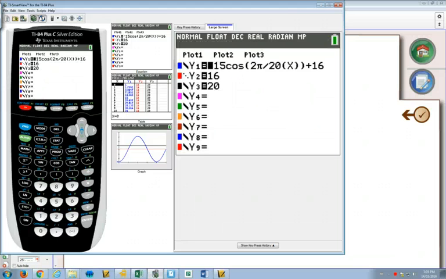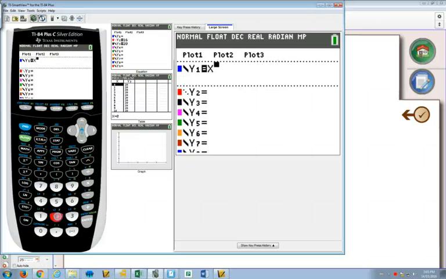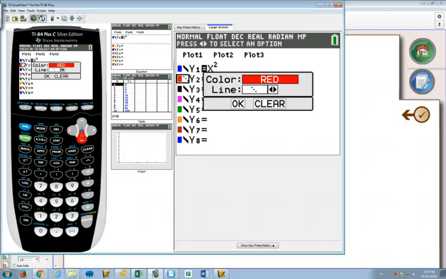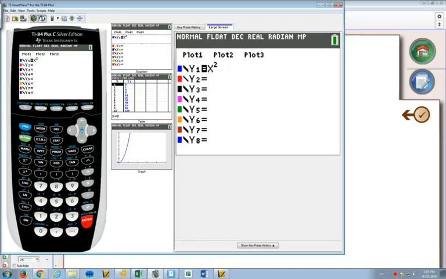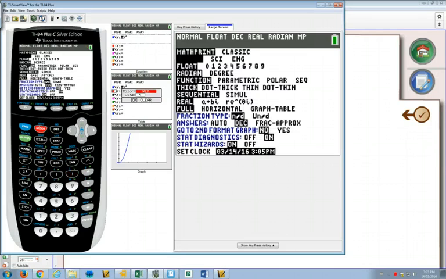So let's clear any other graphs that we had from before. In our one graph, we're going to type in x squared. I'm going to change this back to a solid line. There we go. And in our second equation, we're going to type cos of x. We're going to make sure that we're in radians right now.